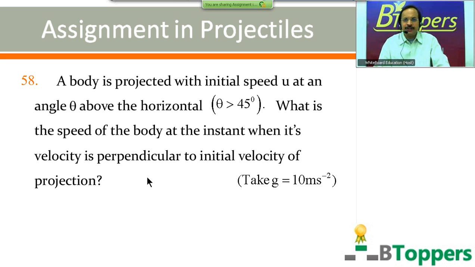The body is projected with an initial speed u, at an angle theta above the horizontal. Theta is more than 45 degrees. What is the speed of the body at the instant when its velocity is perpendicular to the initial velocity of projection? So I am going to discuss the question number 58.